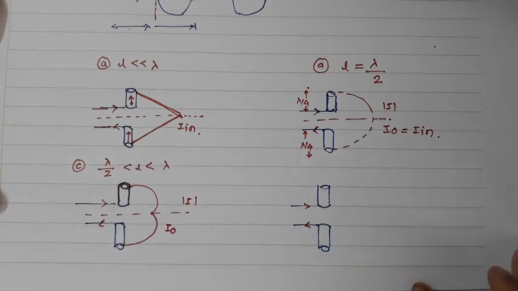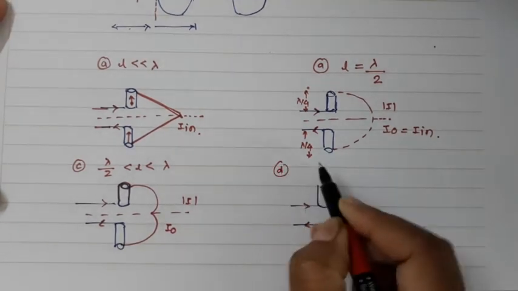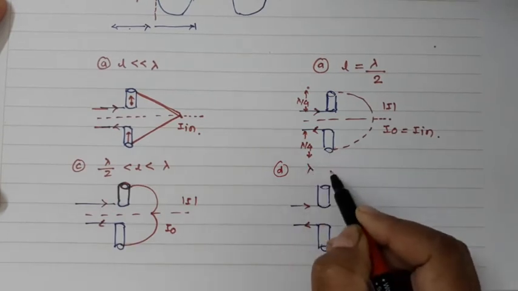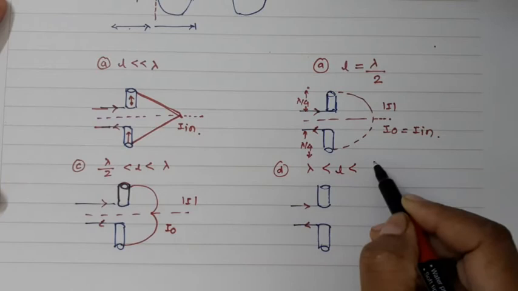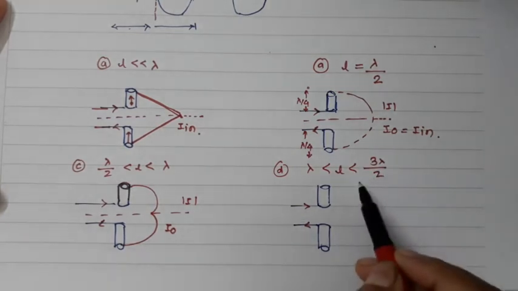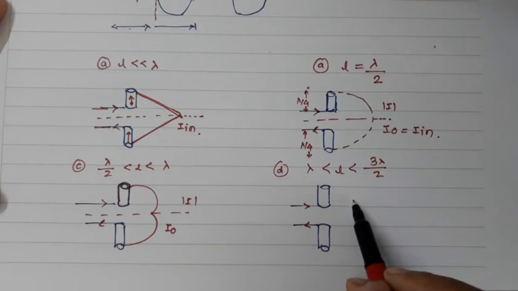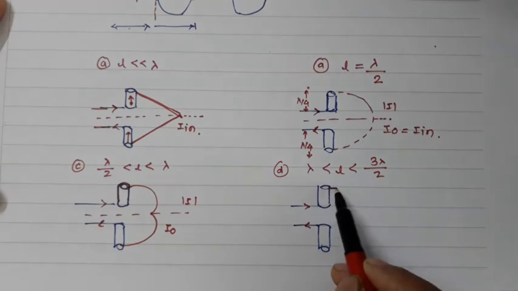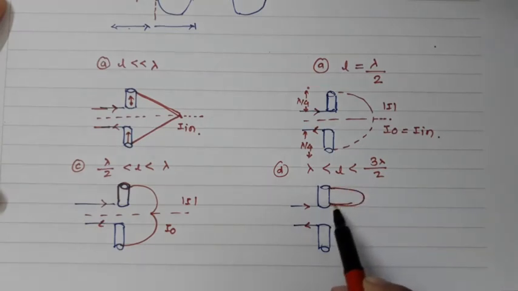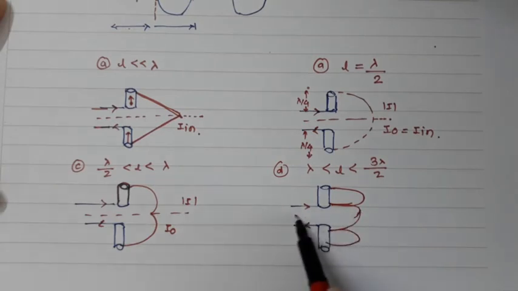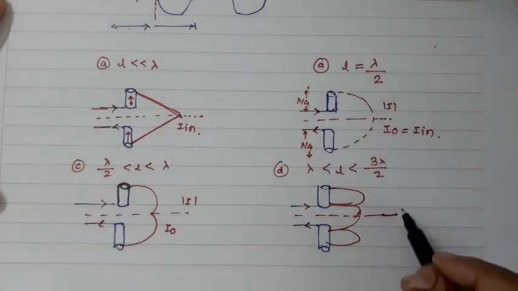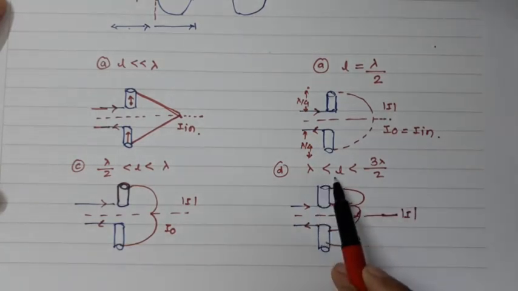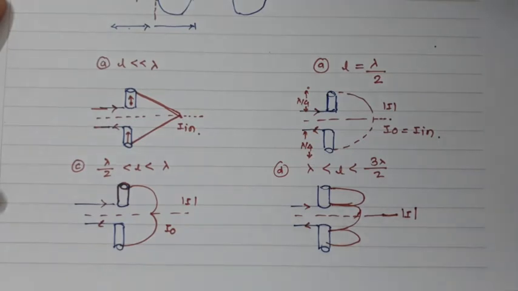Now the next one, our last, is that our antenna has a length which is greater than lambda but less than 3 lambda by 2. So you can understand if it is greater than lambda but less than 3 lambda by 2, you will have a complete lambda by 2 kind of nature over here. So the distribution will have this kind of nature, and again this kind of nature, and again this kind of nature. So this is the distribution of the current when you are assuming that your length is greater than lambda but less than 3 lambda by 2. So this is how we are going to get the current distributions.